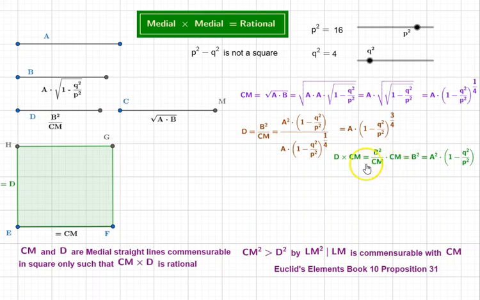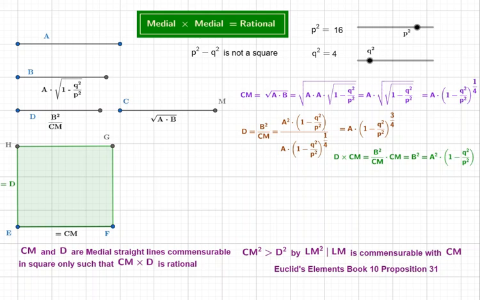So the area D times CM is equal to B square, which is equal to A square times 1 minus Q square by P square, because the square root cancels out with the square. And here, if you notice, there are no roots. That means we can say that this is a rational magnitude.